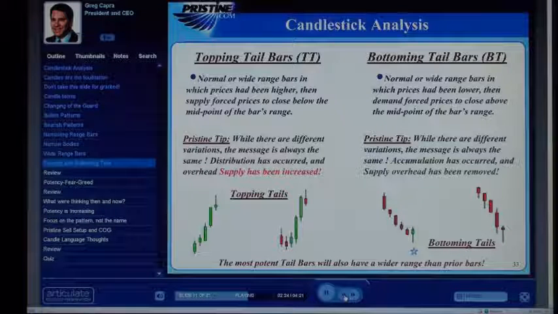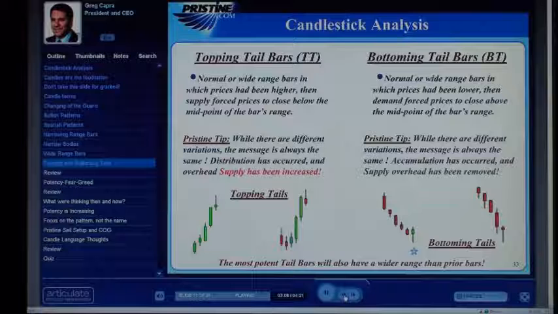Last point to take note of, the most potent tail bars will also have a wider range than the prior bars. Just like when we talked about the wider range bars, that increase in range is an indication that there's been a motion related to the move that has happened. So when we look at a bottoming tail bar, notice the bottoming tail bar with the star underneath it. It is a wider range relative to the prior candles. So this was a wide range bar, or a range expansion to the downside. Selling had increased. It had become climactic, if you will, with the increase in range, and then buyers had stepped up. So there was a complete change in sentiment there, or the movement of power from sellers to buyers.